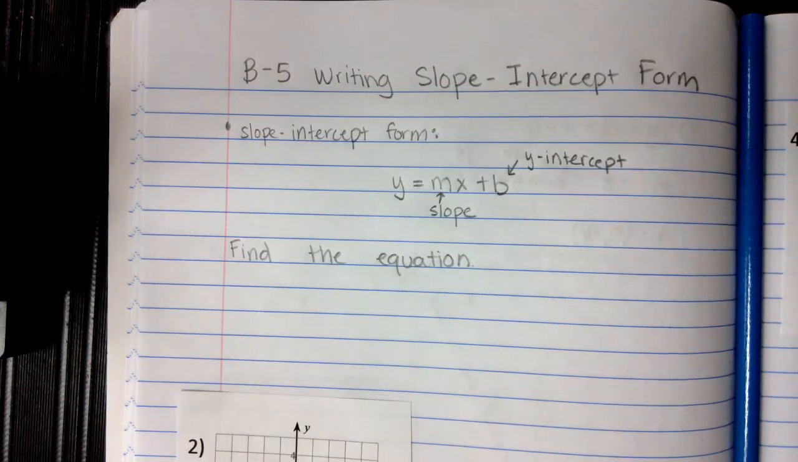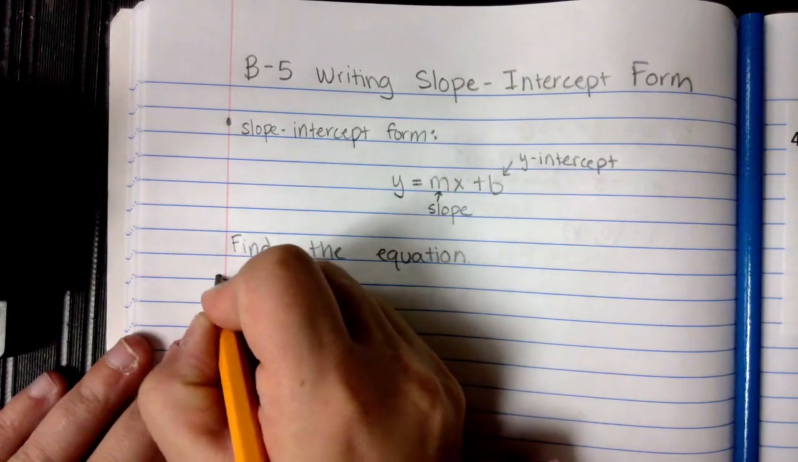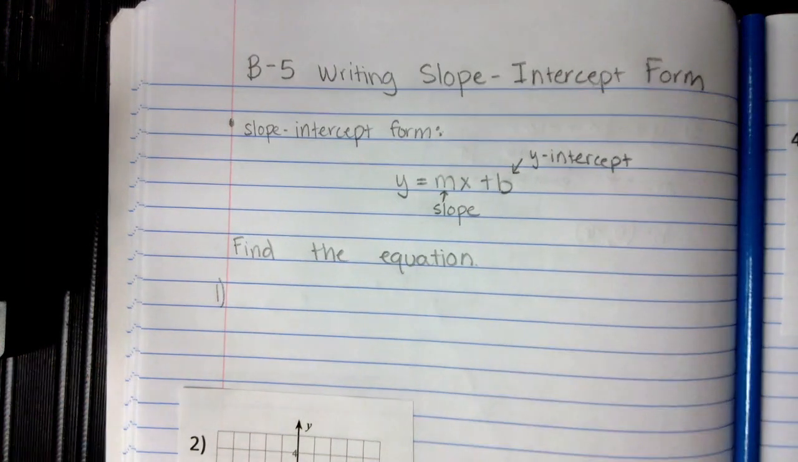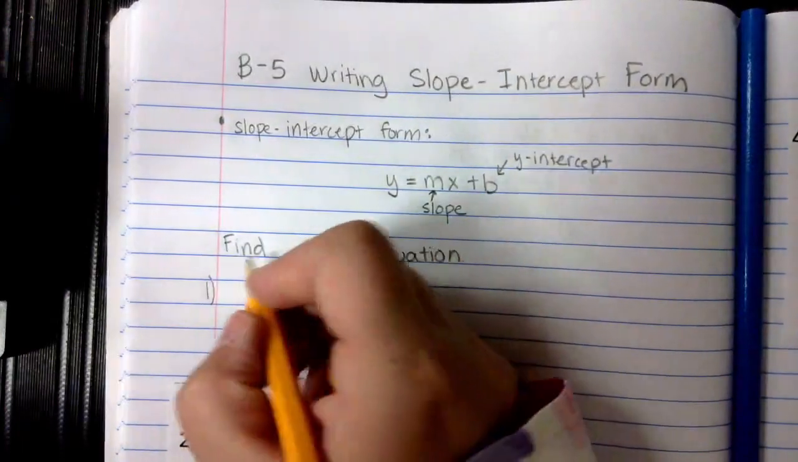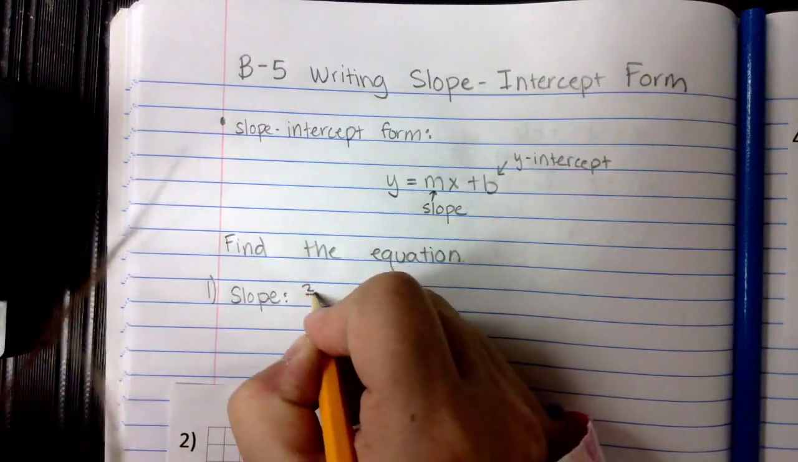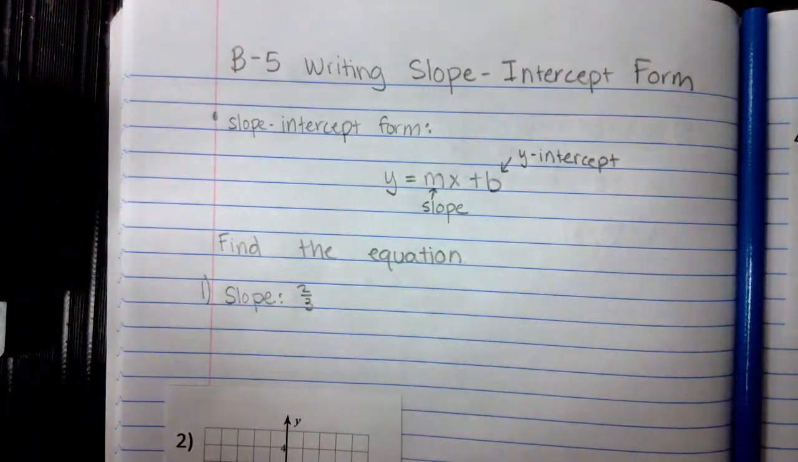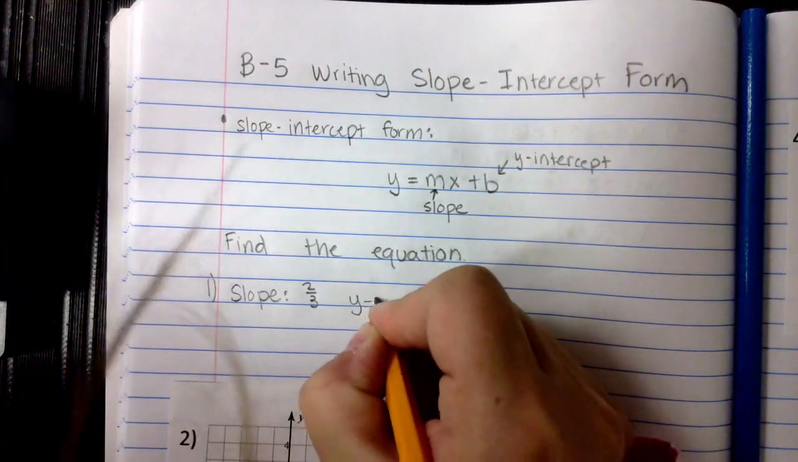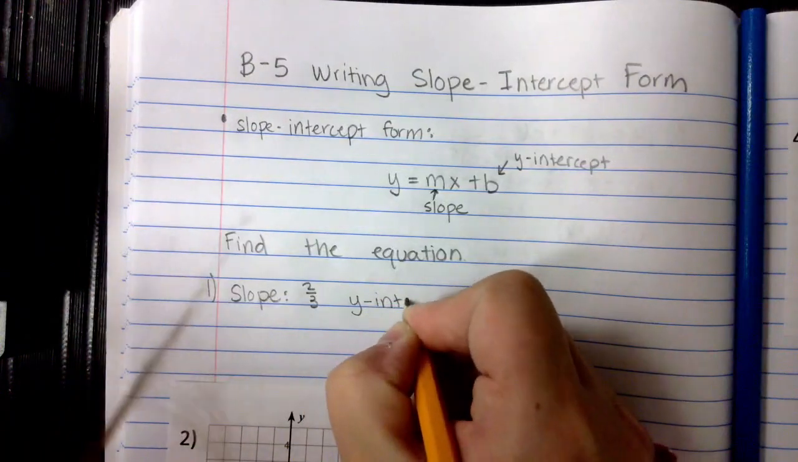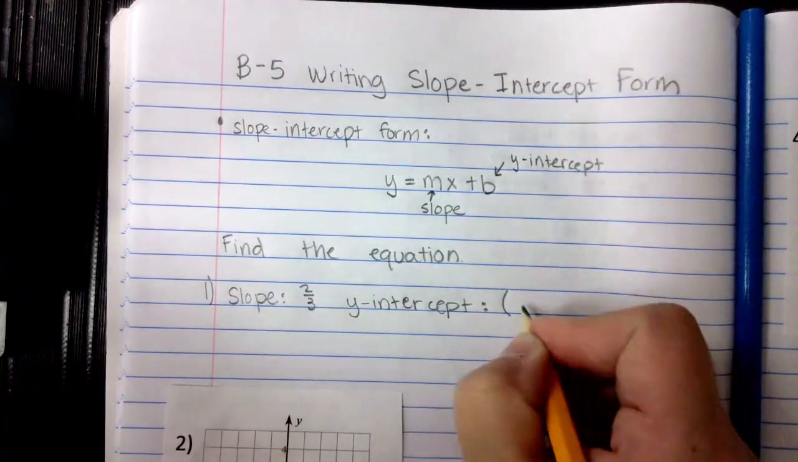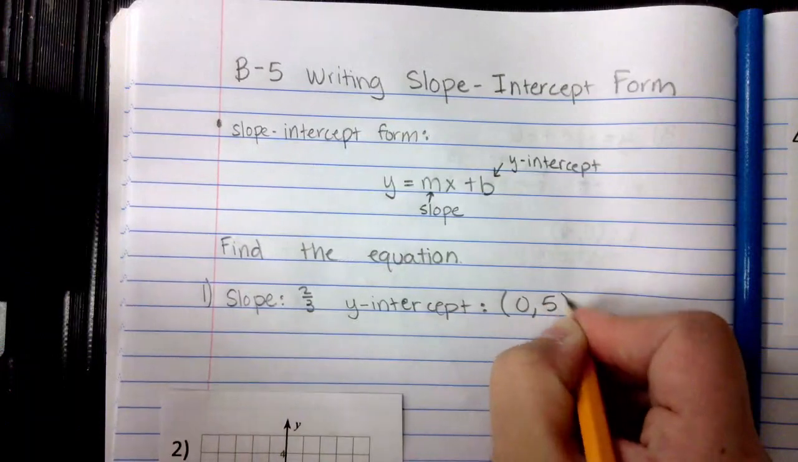We have our slope. Our slope is going to be 2/3. And our y-intercept, let's spell it out, I guess, is (0, 5). So this one should feel nice and easy. We already know the slope, we know the y-intercept, we have all the information we need, so we should be able to just write our equation right off the bat.